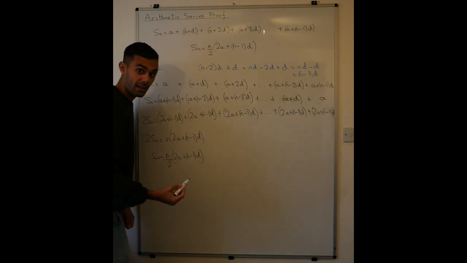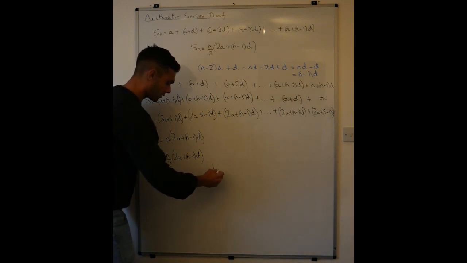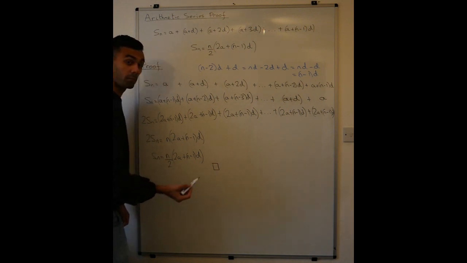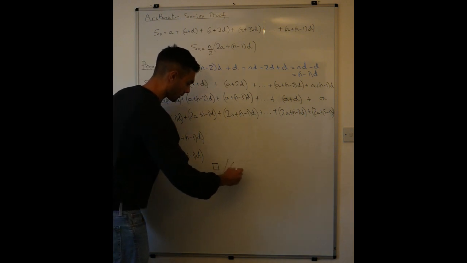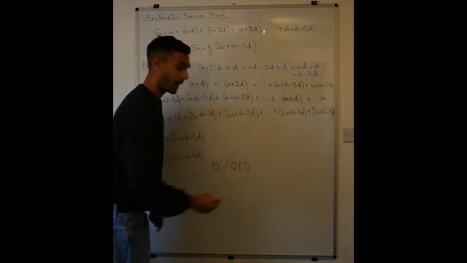And then just let the examiner know that you finished your proof. You can just draw a small square, or some people write QED, something like that. And the proof is finished.